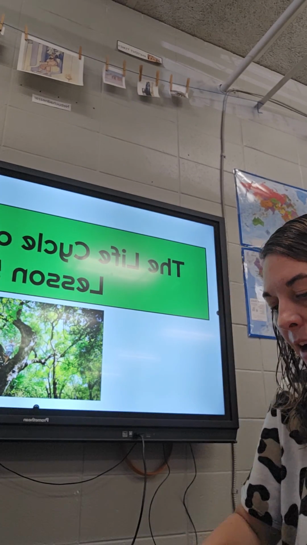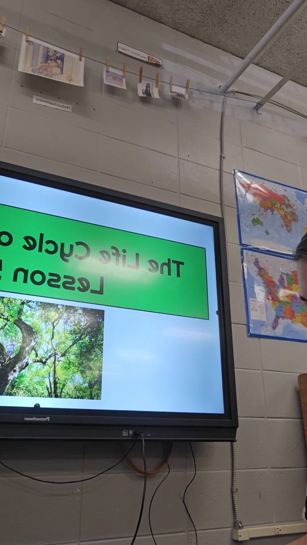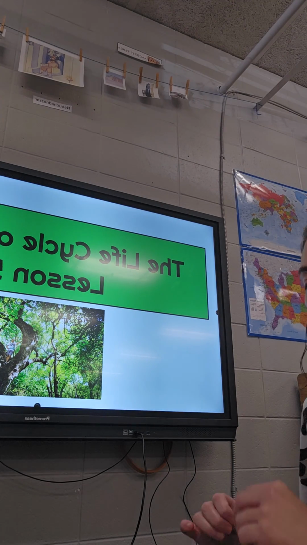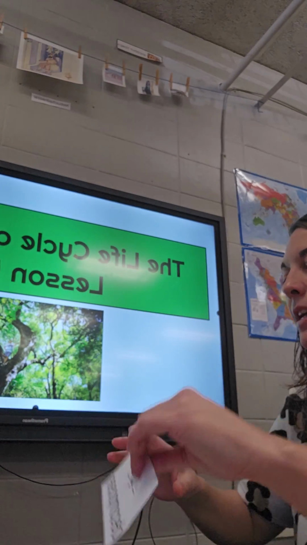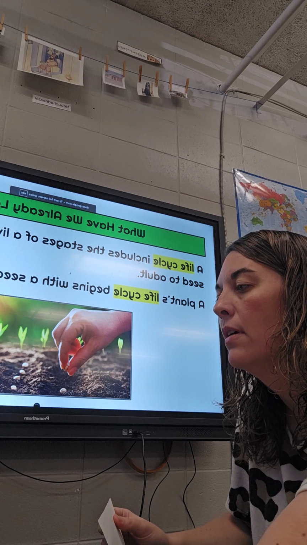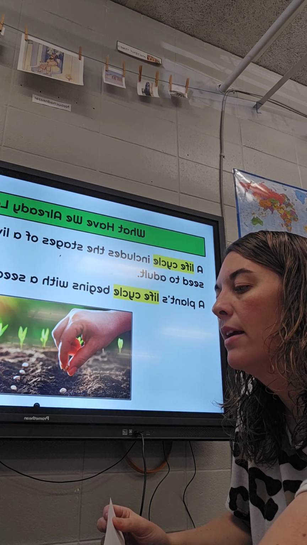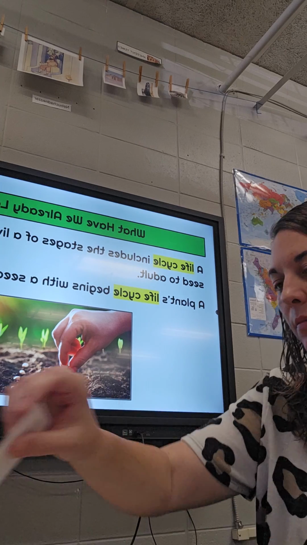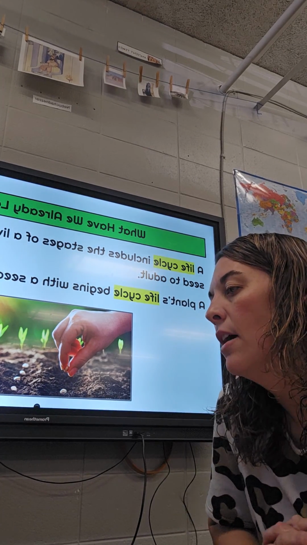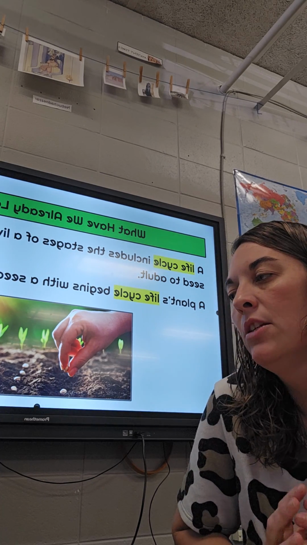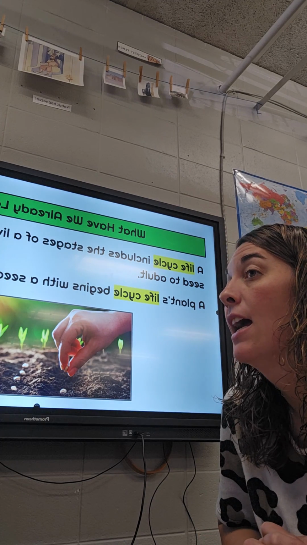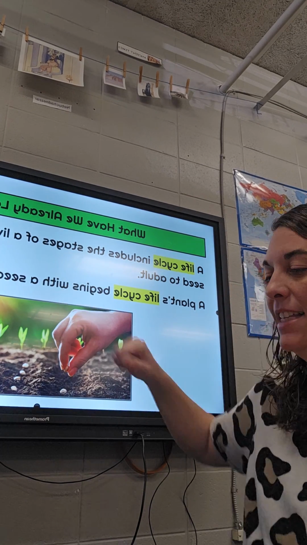So, in today's Read Aloud, you will hear that decomposers such as earthworms, bacteria, and fungi help to decompose dead trees. That's decomposer. Let me give those definitions. I'm going to go back a little bit. A life cycle includes the stages of a living thing's life from seed to adult. A plant's life cycle, like we said, begins with a seed. Good job.